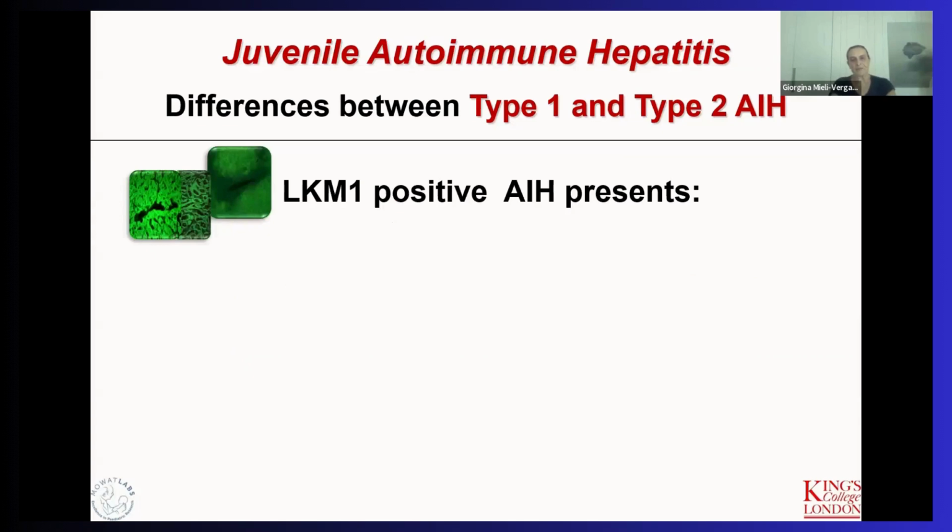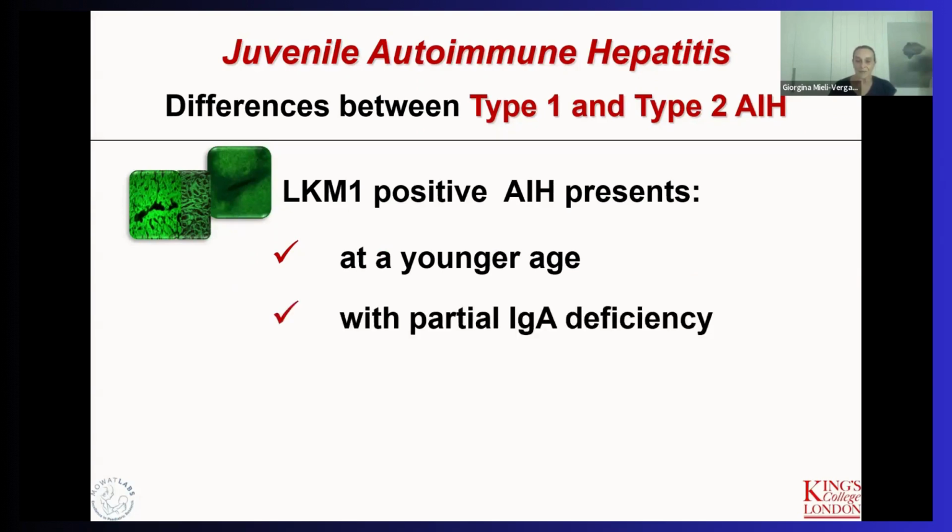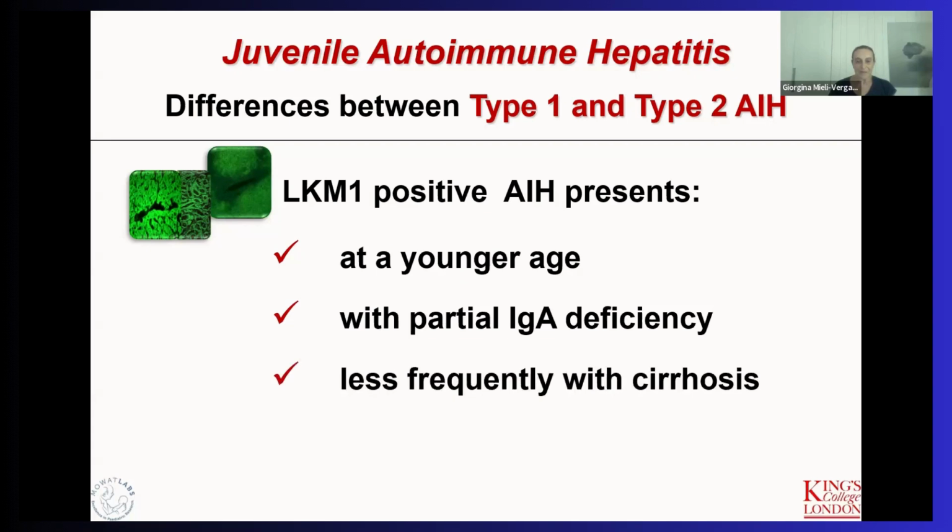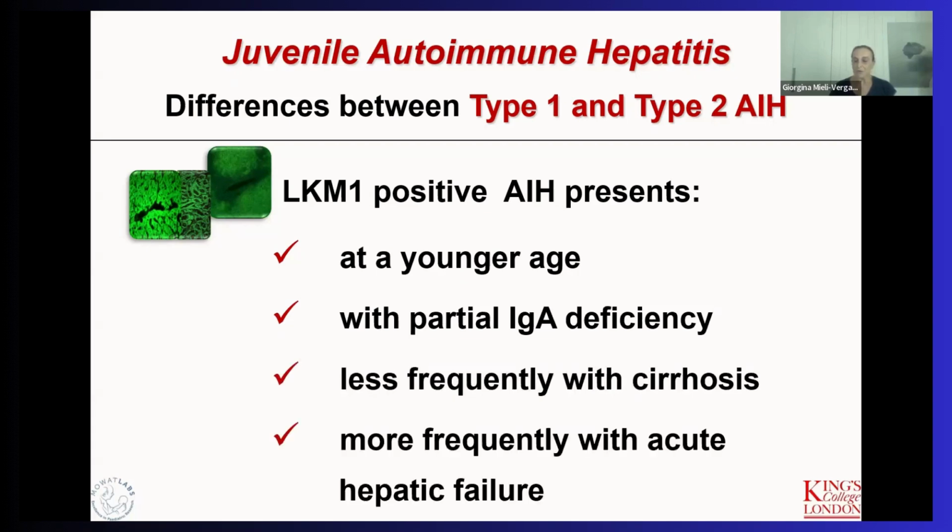There are differences between type 1 and type 2 autoimmune hepatitis because type 2, the LKM positive disease, presents at a younger age, even in infants actually, with partial IgA deficiency, and less frequently with cirrhosis, and more frequently with acute hepatic failure. It's a more acutely presenting disease.